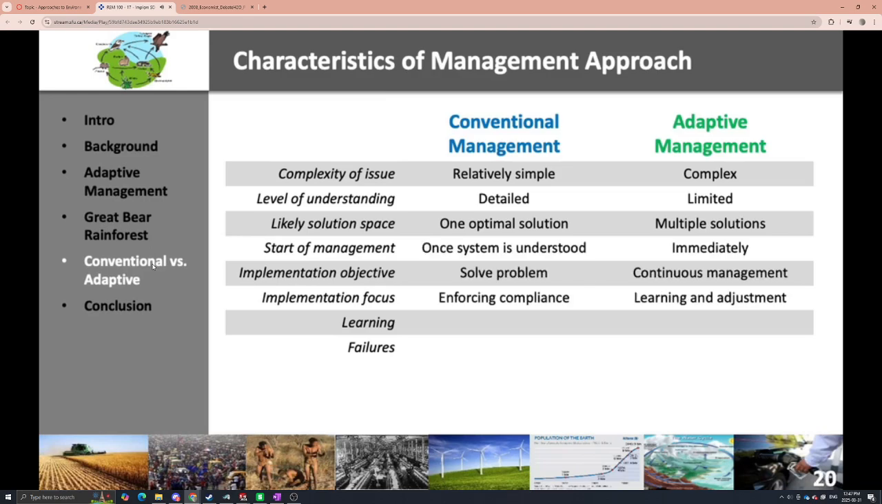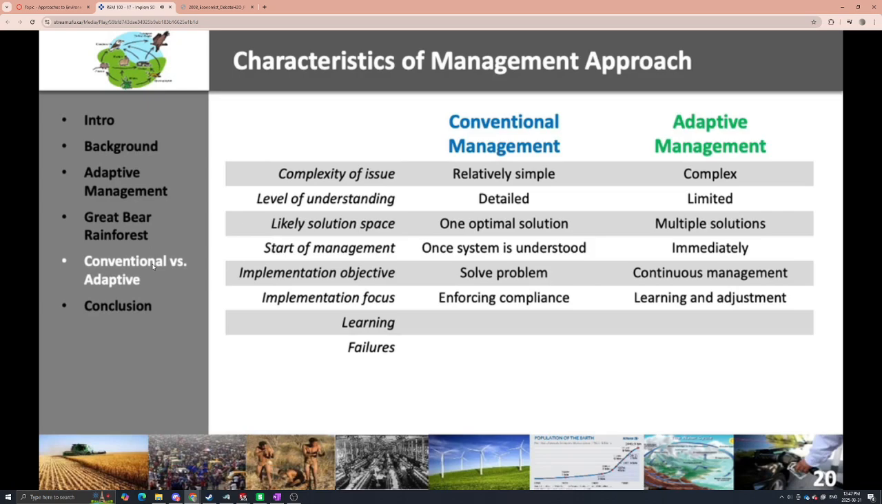Another difference between the two approaches is how they are implemented. In the case of conventional management, you only start once you have sufficient understanding of the system, and your objective is to solve a particular problem. Once you know the solution, your focus is on enforcing the regulation and monitoring the progress towards that particular solution. In the adaptive management approach, the goal is to start managing immediately, and you've got to do that based on the best available current understanding of the system while acknowledging all the uncertainties.